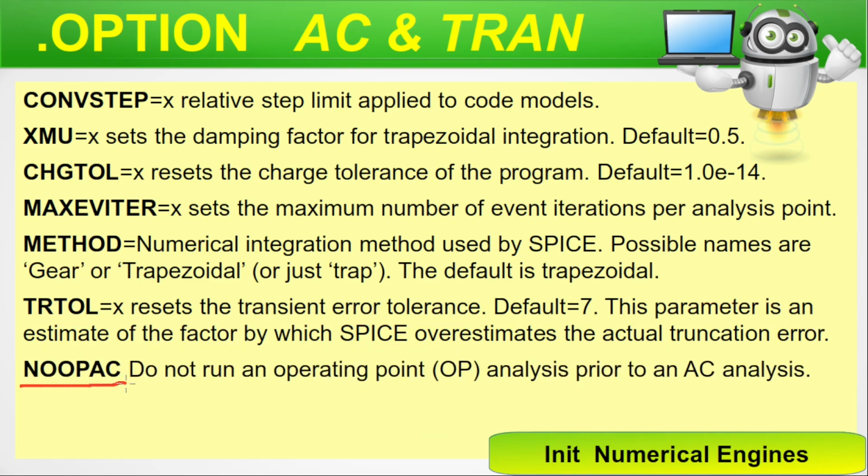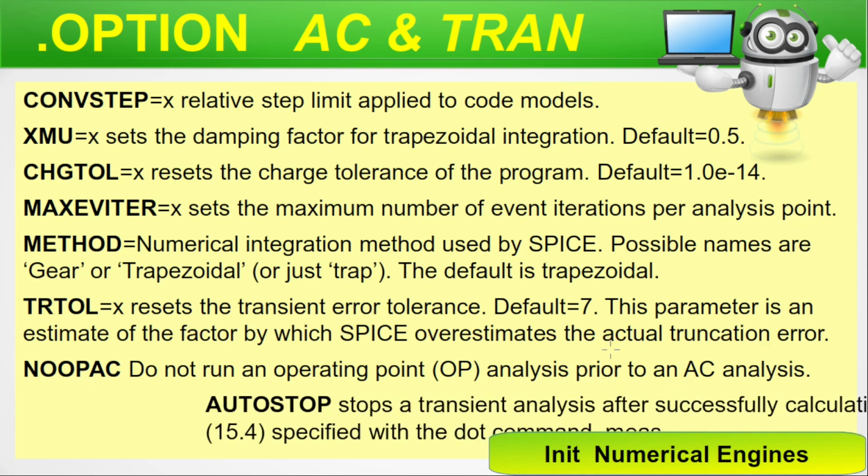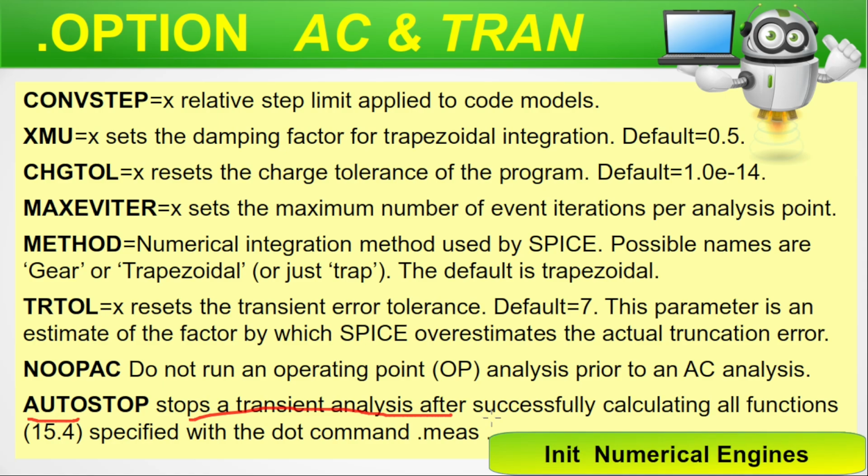NO OPAC: do not run an operating point analysis prior to an AC analysis. In some cases, it may be needed. AUTOSTOP stops a transient analysis after successfully calculating all functions specified with the .MEASURE command. So this is another option to play with the transient analysis. We have talked about multiple options. Those are applicable when you are dealing with the AC simulation or a transient simulation.